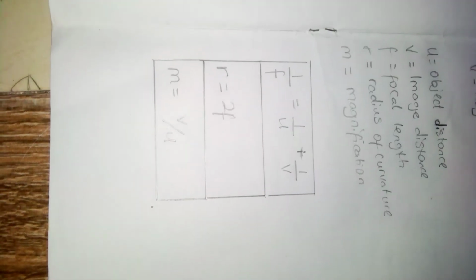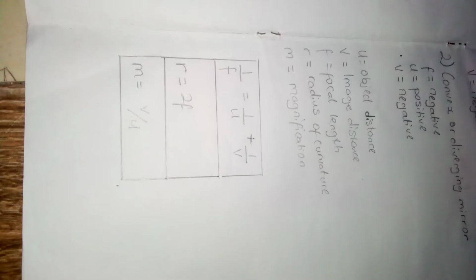We have 1 over F equals 1 over U plus 1 over V. R equals 2F, and M equals V over U. Now we're going to go over to a problem to solve.